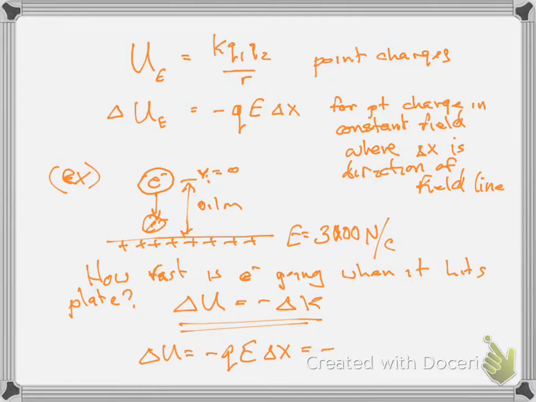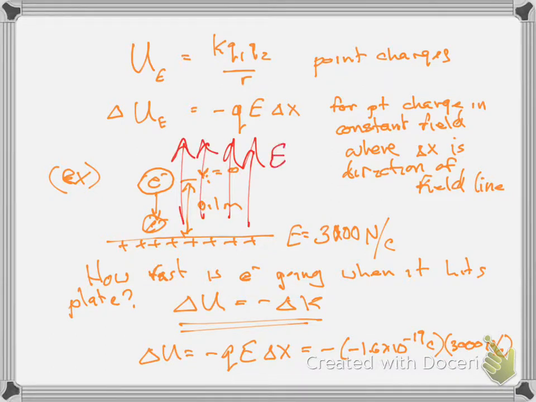Or you can be careful and go ahead and put in the minus 1.6 times 10 to the minus 19 coulombs. The electric field is positive 3,000 newtons per coulomb. And delta X is also going to be a negative number because it's opposite to the field lines, right? The field lines from this plate are pointing up wherever this electron is. This is the electric field.